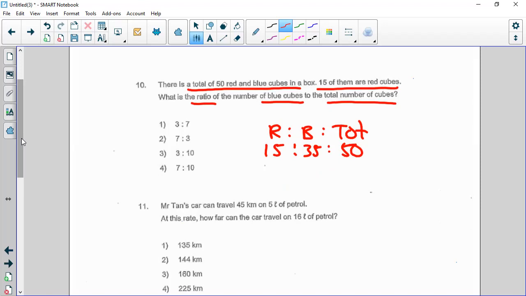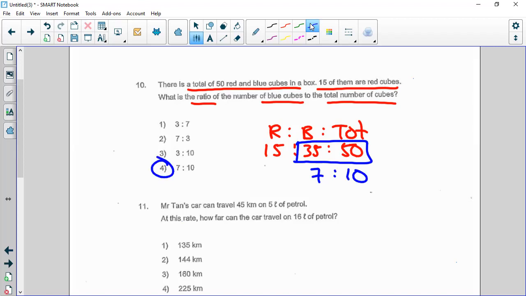Okay, so what is the ratio of the blue to the total? You look at this one, the blue to the total. Your ratio must be in simplest form, so you divide by 5 and divide by 5. So that's your ratio, 7:10. So that's answer number 4.